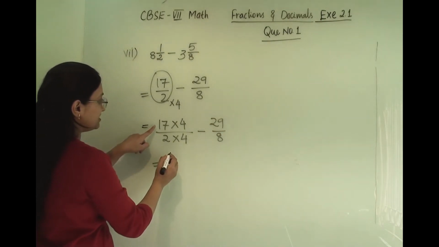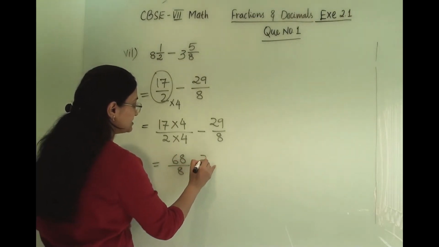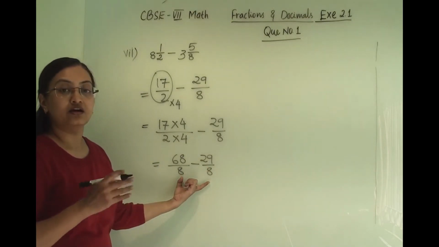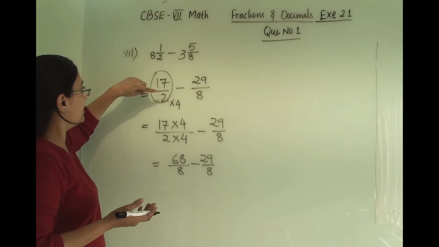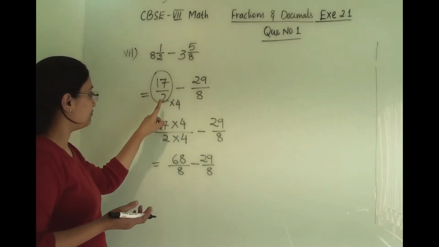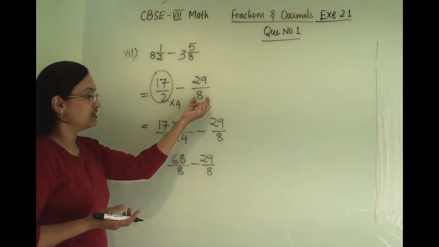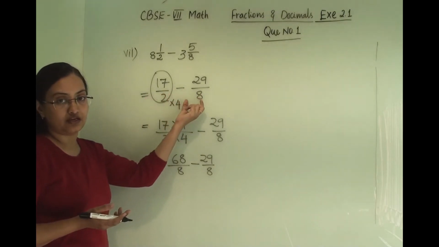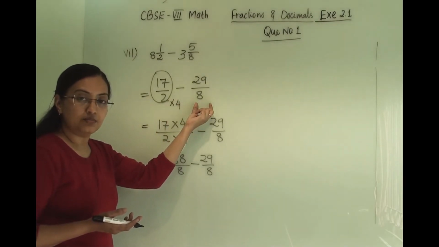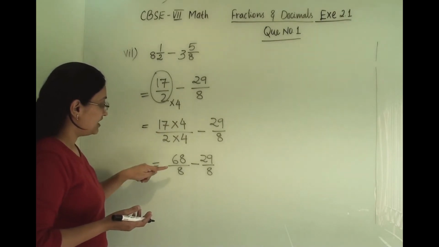So here 17 into 4, 68 divided by 8, minus 29 divided by 8. So that is how we can make a like fraction. We have not multiplied both denominators to both the fractions. We have only multiplied this fraction with 4, because this is 8 and 2 is a multiple of 8. So that's why we can convert this multiple to the number 8 by simply multiplying with 4. So that we have done here and we got this.